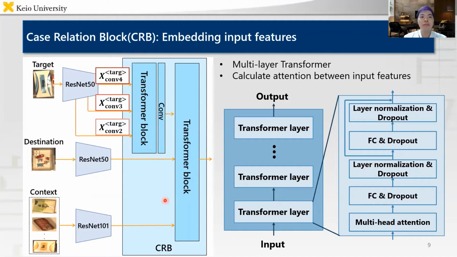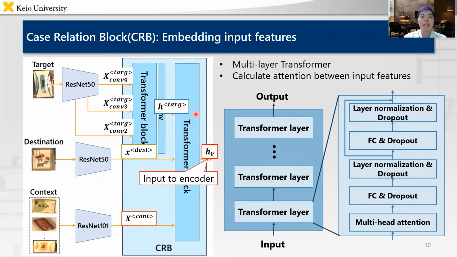CRB mainly consists of two transformer blocks. Each transformer block consists of three transformer layers. This figure shows the details of each transformer layer. Each block calculates the self-attention between the input feature vectors. In the first block, three types of feature vectors obtained from the intermediate layer of ResNet-50 are processed for the image region of the target object in order to model the properties such as the color or shape of the target object.